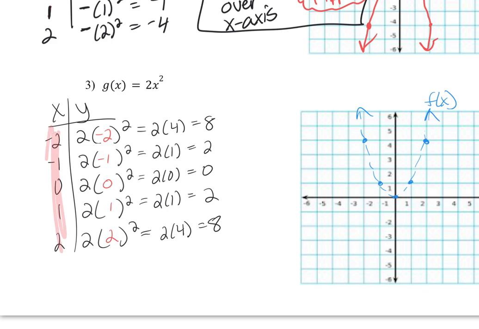We have our x values here. We have our y values here. So we're going to go ahead and graph those. 8's too big. I can't fit on my graph, so I'm going to go to (-1, 2). I guess I could go up to 8 up here. I'll do that. (-2, 8), (0, 0), (1, 2), and then (2, 8), kind of all the way up there off our graph.